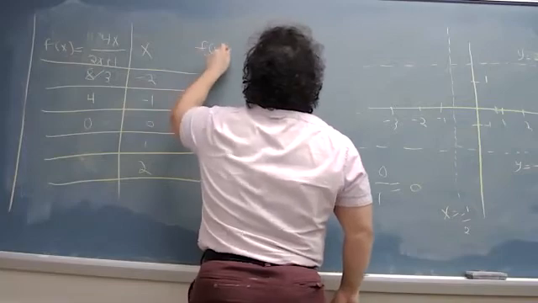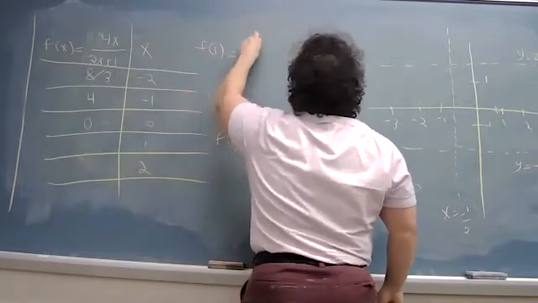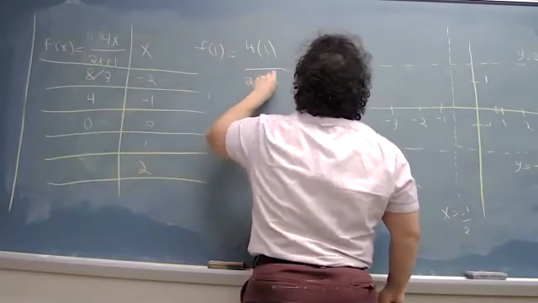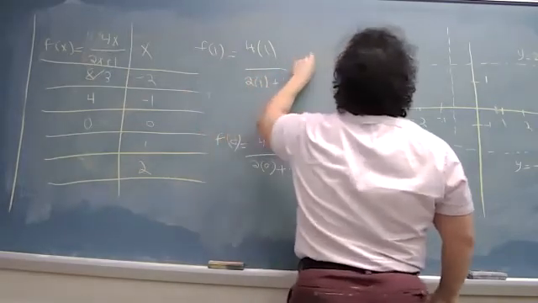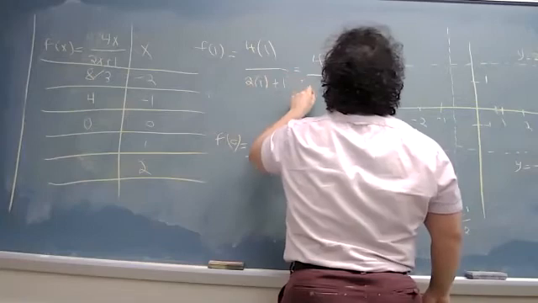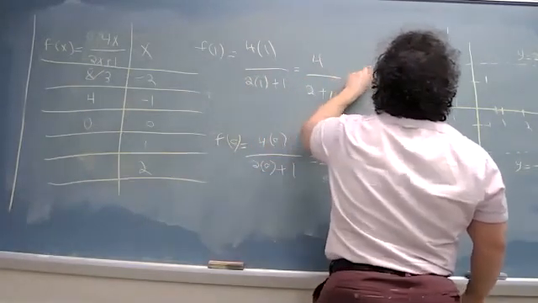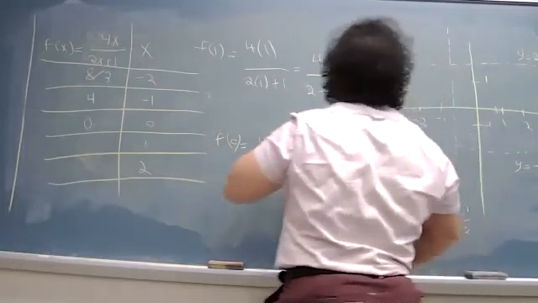What about f of 1? So that's 4 times 1 divided by 2 times 1 plus 1. So this becomes a 4 over 2 plus 1. This becomes a 4 divided by a 3.